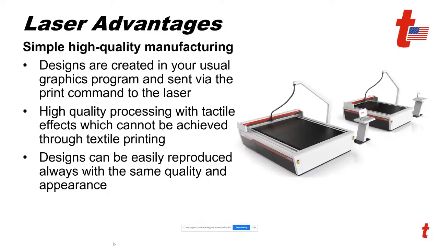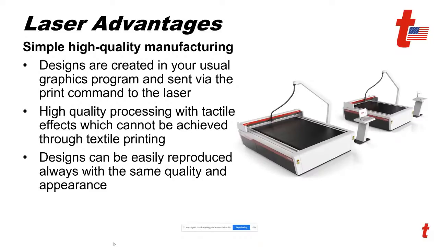High quality manufacturing: designs are created in typical graphic software. If you've never done fabric or any type of apparel cutting with the laser, you design it in your design software, and then you send it to the laser just using the print command. And then you're able to get that high quality printing or precise tactile effects that cannot be achieved through another type of printing process. So this is more of your engraving into your fabrics. Most printing onto fabrics is done with inkjet printers and stuff like that, whereas lasers engrave into the surface of the material, giving you that tactile effect.